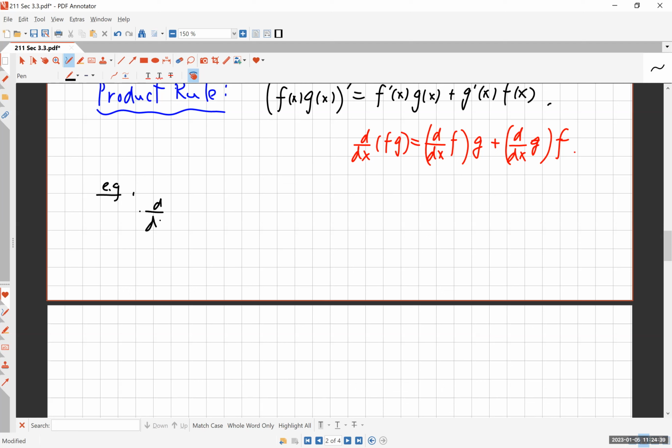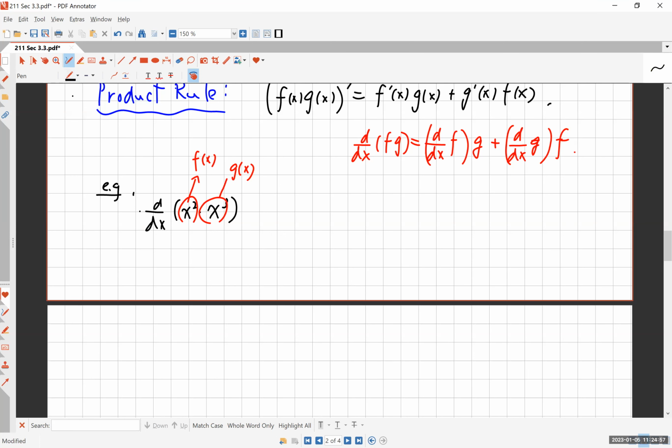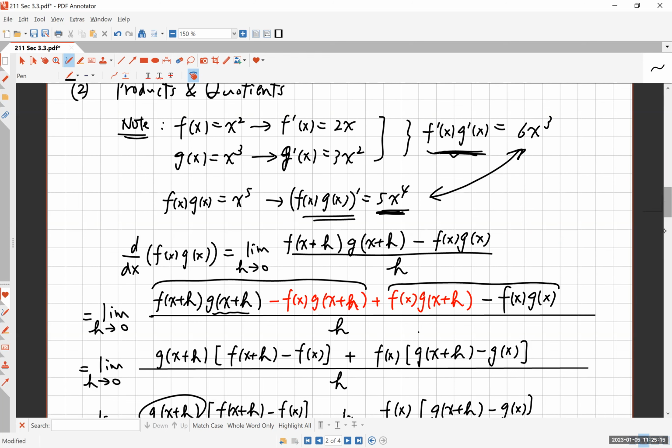So if you take the derivative of x squared times x cubed, I guess it's helpful if I say this is my f of x and this is my g of x. f of x is x squared, g of x is x cubed. What is the derivative of the product? Now we already know the answer because this is x to the fifth power. And as we did before, x to the fifth power differentiated is going to give us 5x to the fourth. That would be our answer.